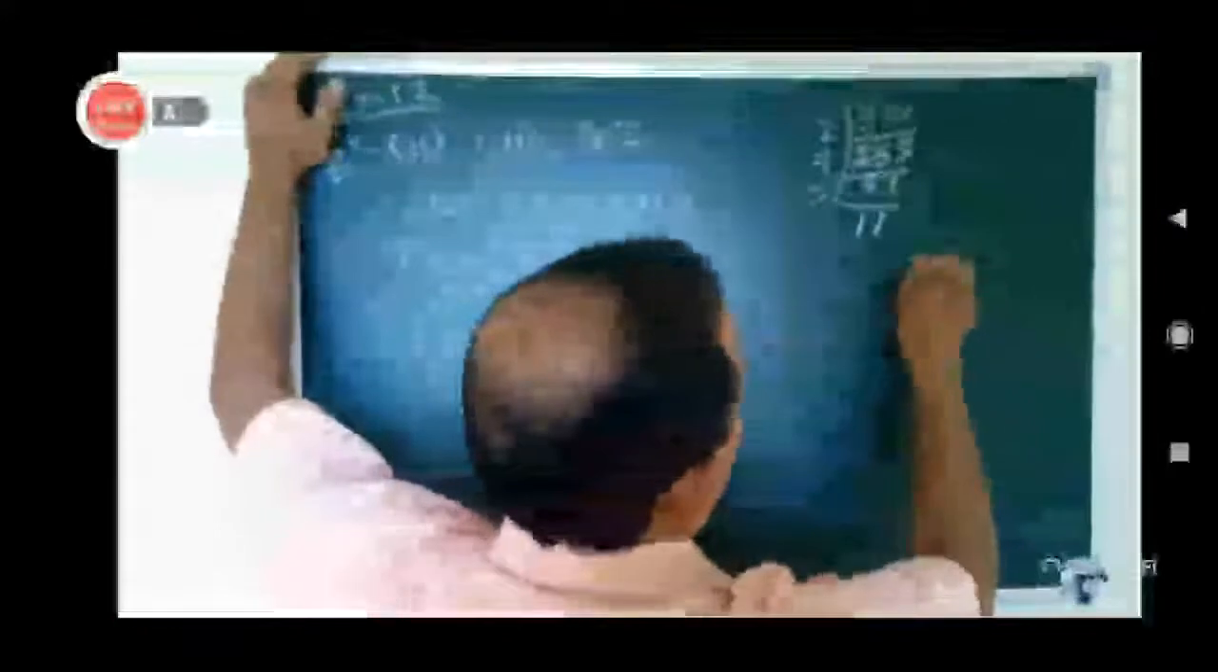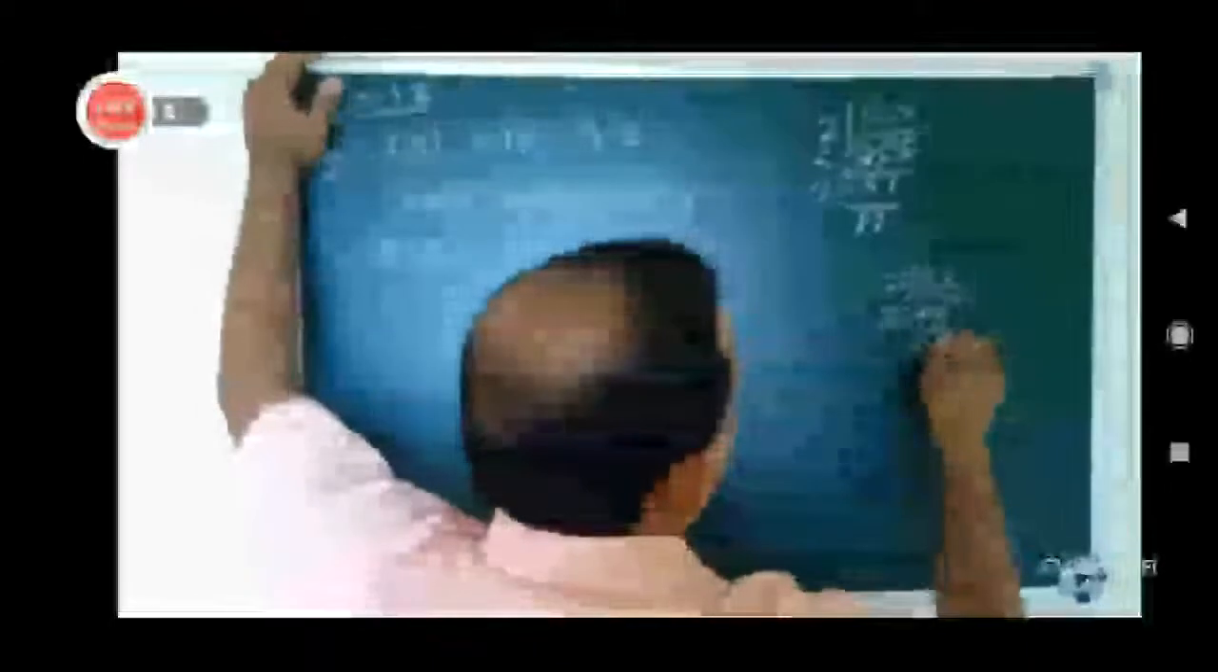Now 92. Divide by 2 to get 46, divide by 2 again to get 23, and 23 is a prime number. So 92 equals 2 into 2 into 23, which is 2 square into 23.